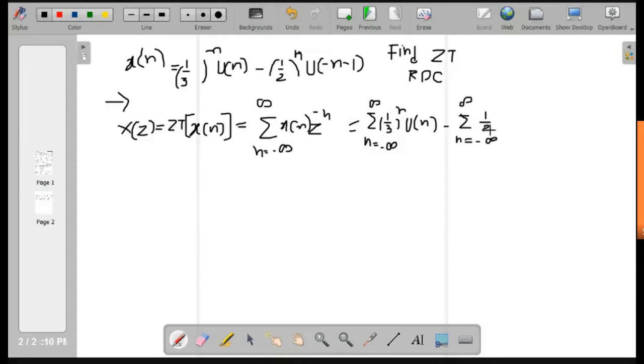So this is simply, as you note it, here we forgot to mention z raised to minus n. Don't do that. Okay, into z raised to minus n. Then minus (1/2) raised to n u of minus n minus 1, then you have z raised to minus n. This is your whole equation.